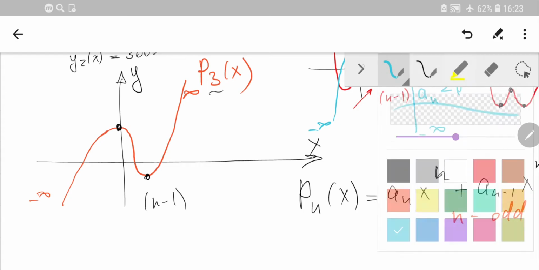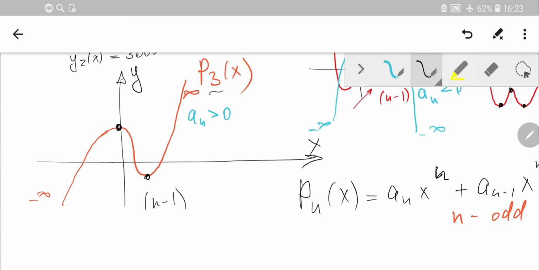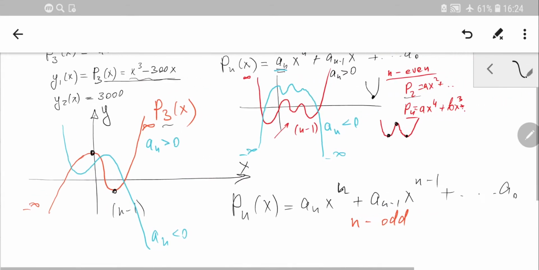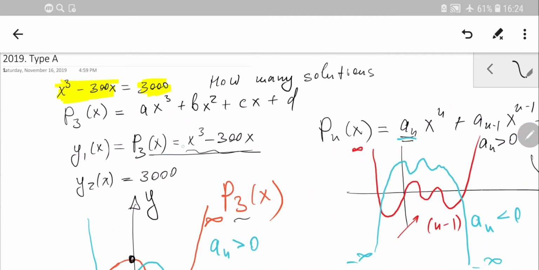So this is for leading coefficient an more than 0, all right? What if it's negative? Then your polynomial graph will look like this instead. So that's for an negative, okay? And again, the rule for the number of oscillations stays the same. So, okay, we understand that it's a sort of oscillation. Okay, just have a look now at our case.